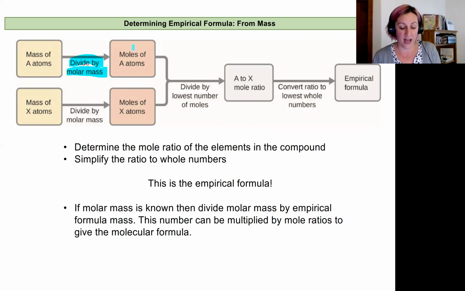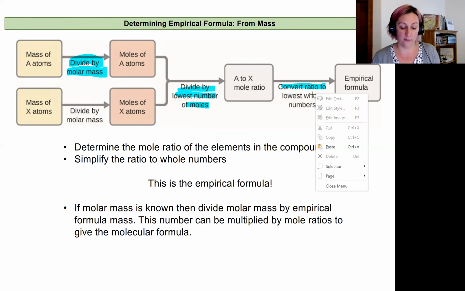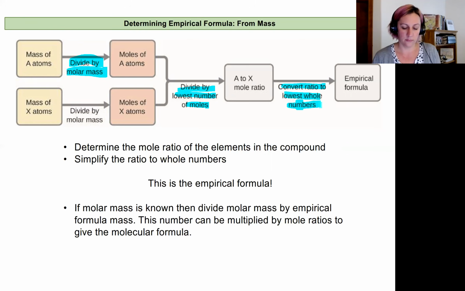So we're going to divide by the lowest number of moles, and that's going to give us a mole ratio that's kind of our minimized one. Once we have that, we convert that ratio into our empirical formula by using that ratio as the subscripts after our elements in our formula. So really it's three steps. We get into our moles, we get into the lowest ratio of our moles, and then we build the formula from there.